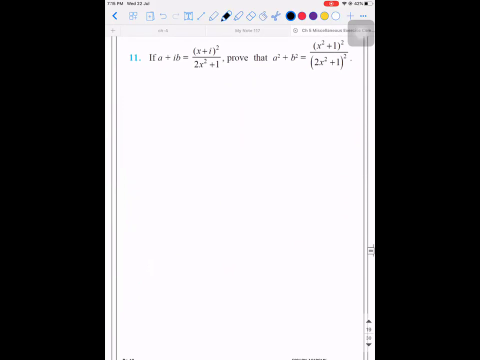Okay. So we'll do one last problem and wind up the session. So a plus ib is this thing. Listen, a plus ib is equal to, expand it, x square minus 1, correct? x square minus 1 plus i into 2x, the whole divided by 2x square plus 1. Any doubt in this?